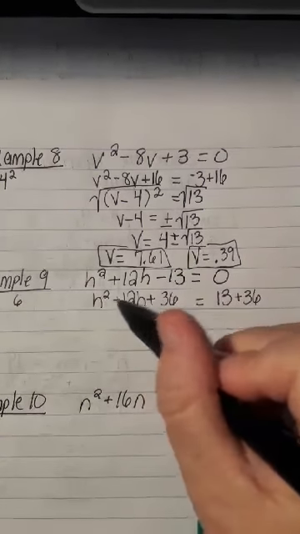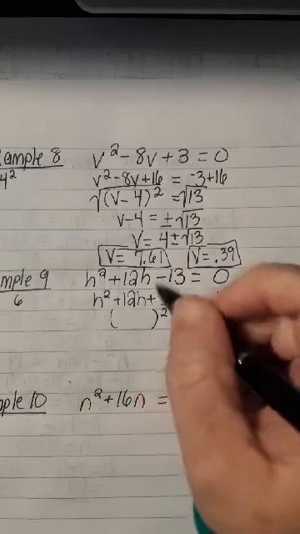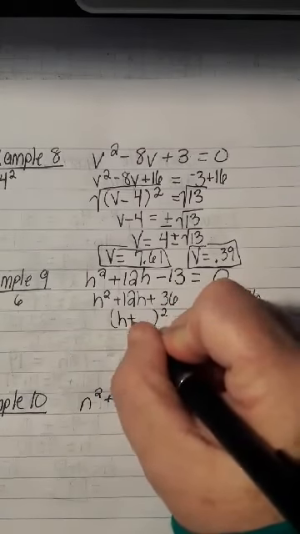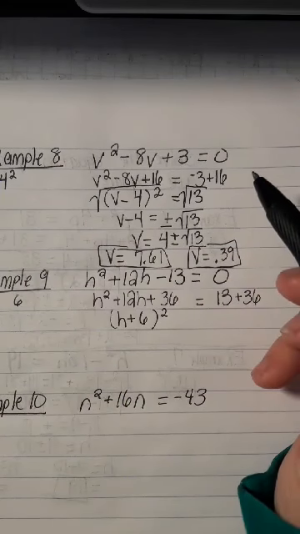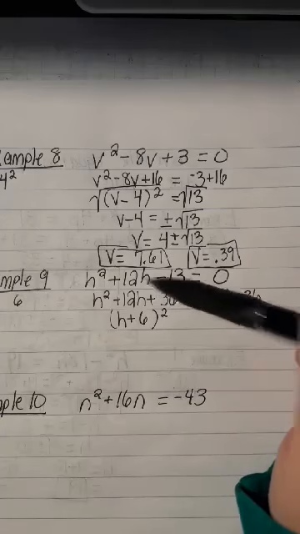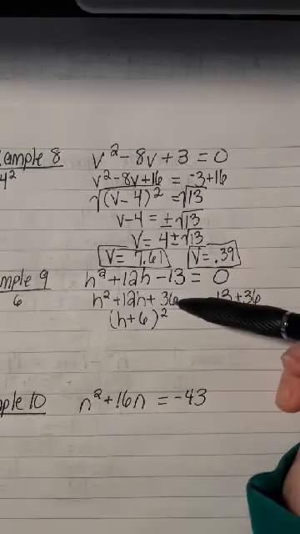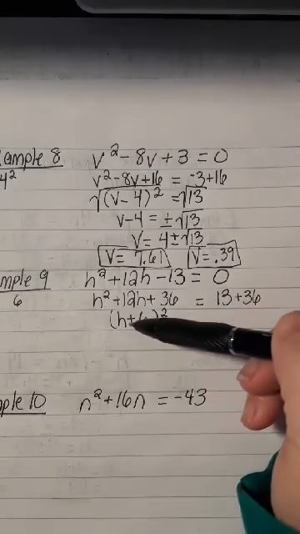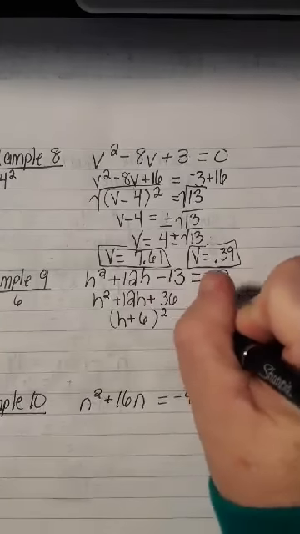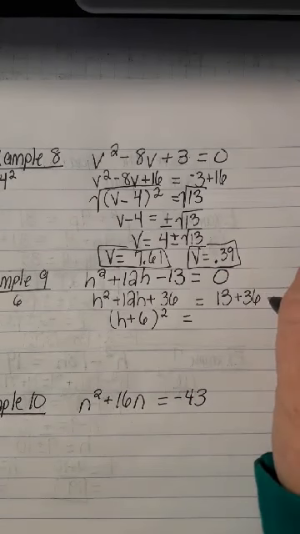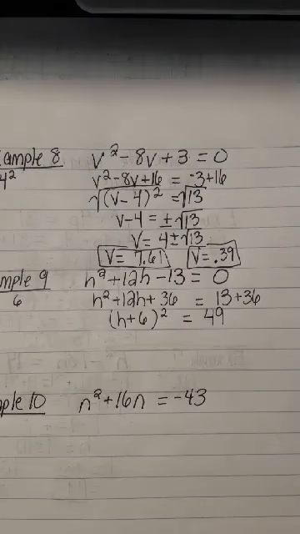So now we want to take this perfect square trinomial and factor it. When you factor it, you're going to get h plus 6. Remember, when you're factoring your trinomial, don't really worry with that 12. You're just looking at the first and last terms to get your numbers that go in the parentheses. On the right side, 13 plus 36 is 49. Oh, good. This is another one that we're not going to have to use a calculator with.